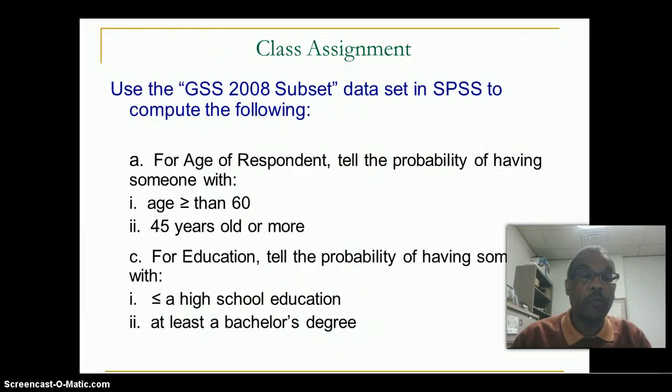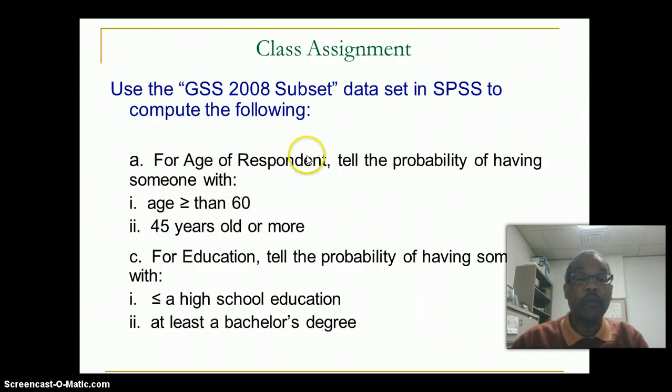Okay everyone, for this presentation you'll need the same items that you used last time. You'll also need to have available the GSS 2008 subset. After all, that's what we'll be looking at up front. Notice this problem asks us to determine, for the age of respondent, the probability of having someone with an age of greater than or equal to 60.